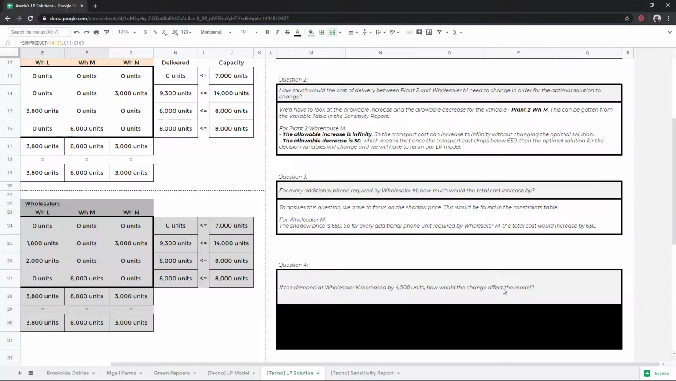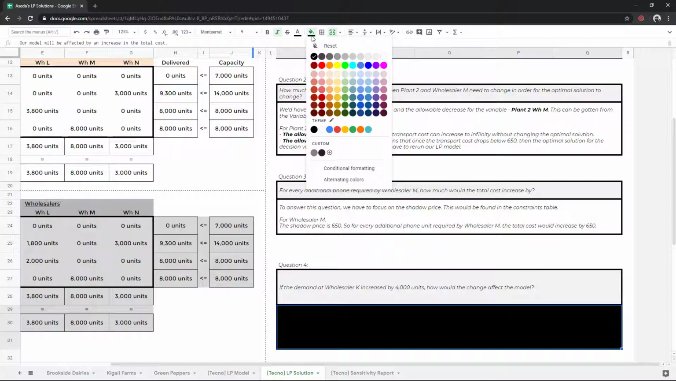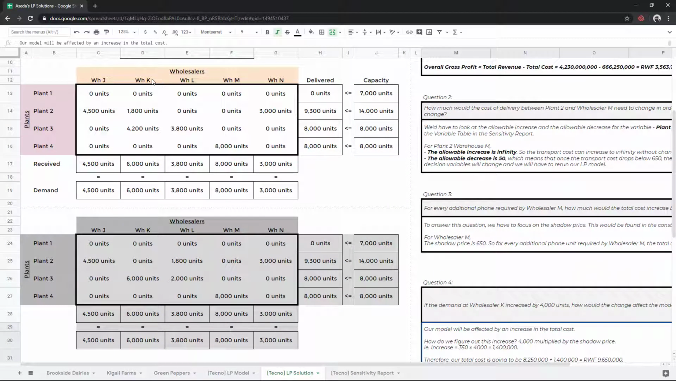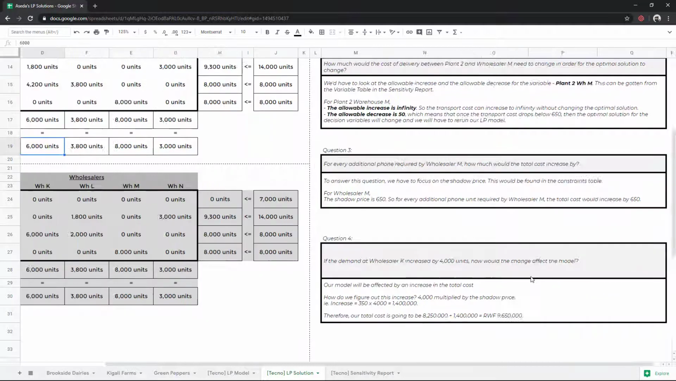Let's finally move on to question 4. Question 4 is saying, if the demand at wholesaler K was increased by 4,000 units, how would that affect the model, right? So let's reveal the answer here too. So our model will be affected by an increase in the total cost, the same way we're looking at it in question 3. The wholesaler K is talking about the constraint in wholesaler K. If we're going to increase this, because the demand currently is 6,000 units, if we want to increase it by 4,000 units, that means wholesaler K is now demanding 10,000 units. What's going to happen to our model, right?